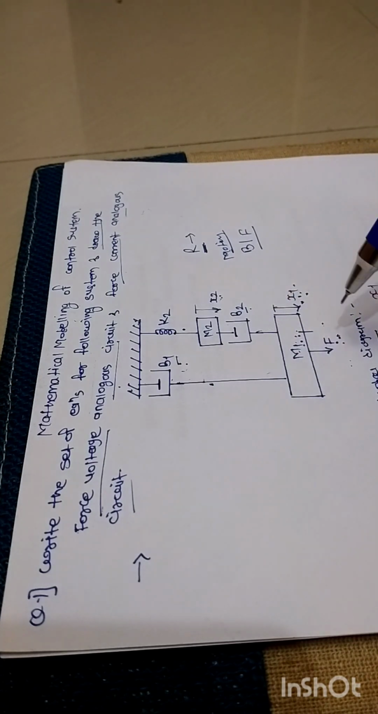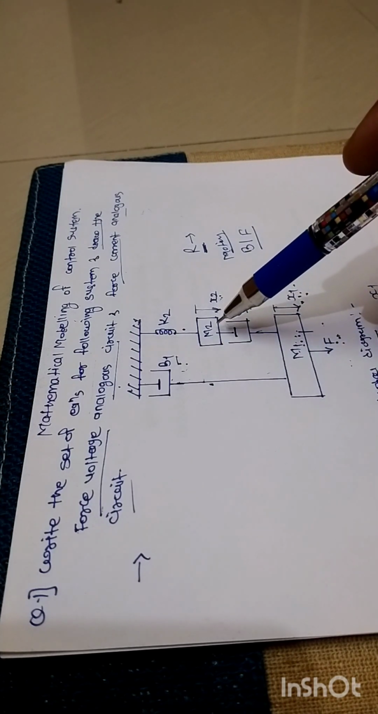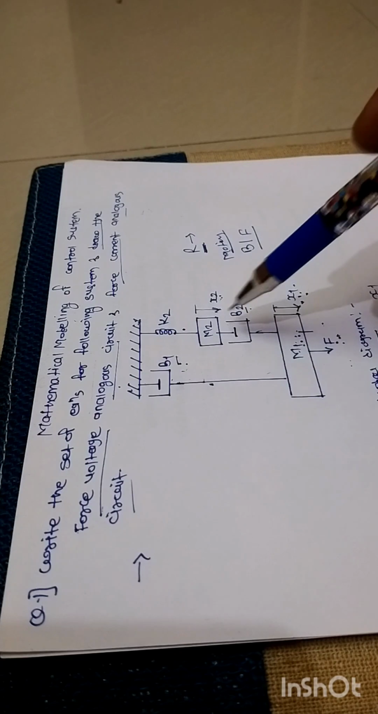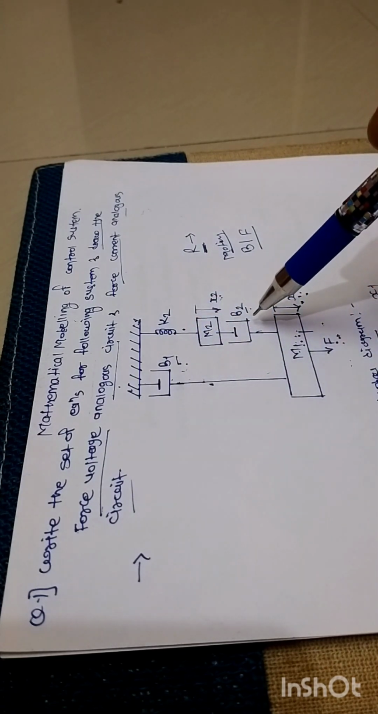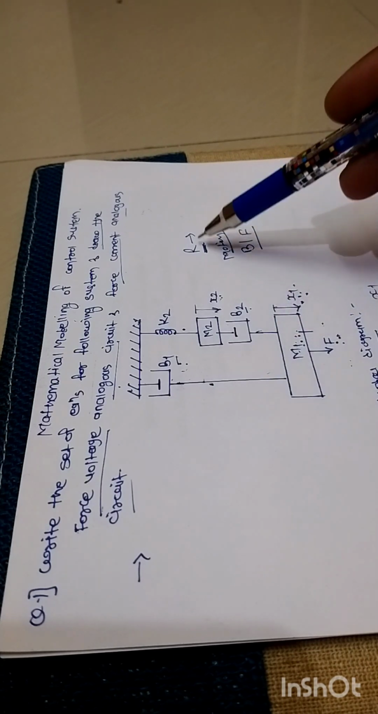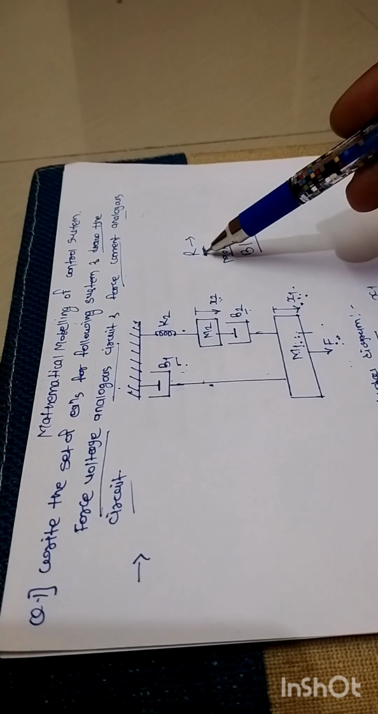As you can see, there are two masses, mass number 1 and mass number 2. Along with these two masses there are two dampers, or two friction elements, denoted by B1 and B2. Now one question arises in our mind: what does this friction stand for? Just like in an electrical circuit, the basic property of a resistor is to oppose the flow of current.